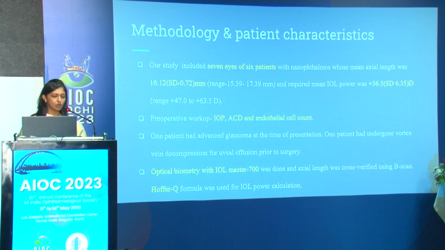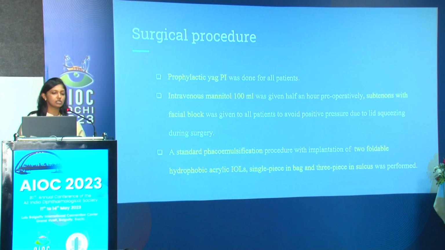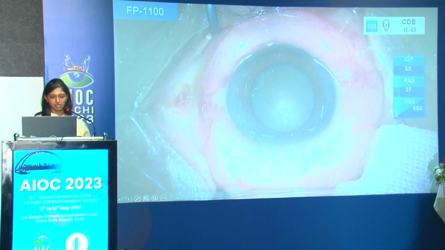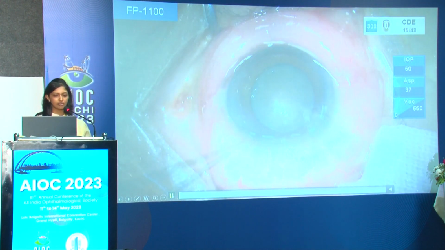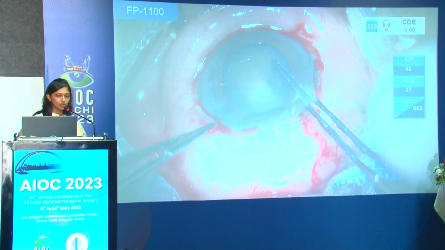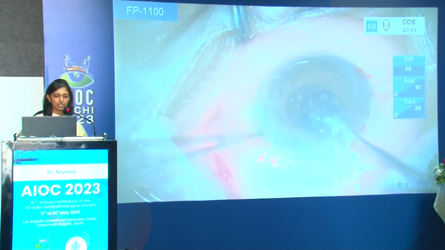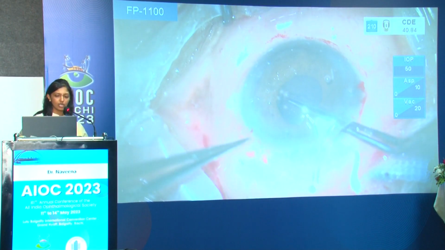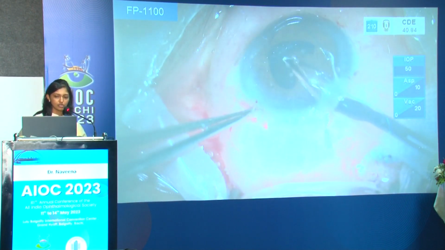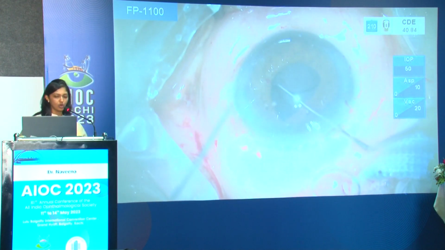Optical biometry with IOL Master 700 was done and the axial length was cross-verified using B-scan, and the Hoffer-Q formula was used for IOL power calculation. Coming to the surgical procedure, a prophylactic YAG PI was done for all patients. Intravenous mannitol 100 ml was given half an hour prior to surgery. Sub-Tenon's anesthesia with facial block was given to avoid positive pressure due to lid squeezing during surgery. A standard phacoemulsification procedure with implantation of a foldable hydrophobic single-piece IOL in the bag, followed by implantation of a foldable hydrophobic 3-piece acrylic IOL in the sulcus, was done for all patients.